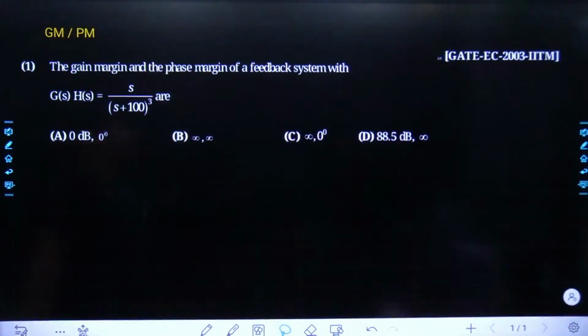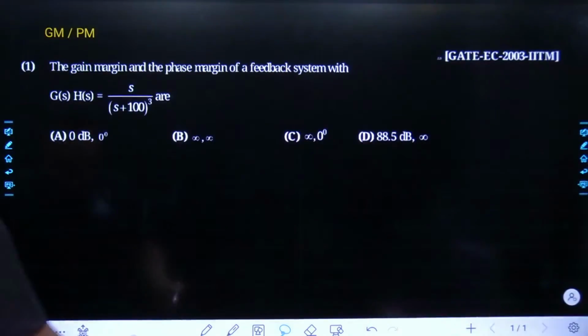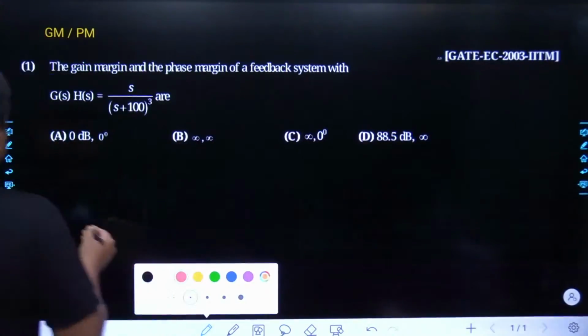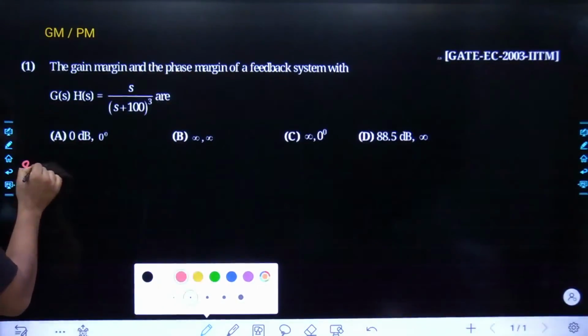We have been talking about its gain margin as well as phase margin. This problem was experienced by the electronics people in the year 2003. The problem was framed by IIT Madras. Tell me what would be its best answer.